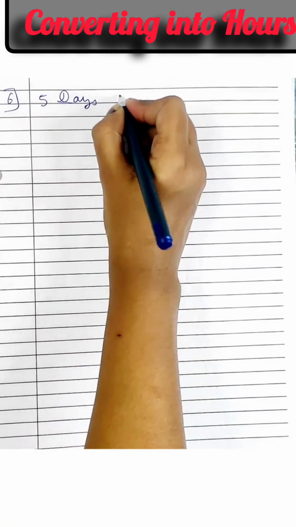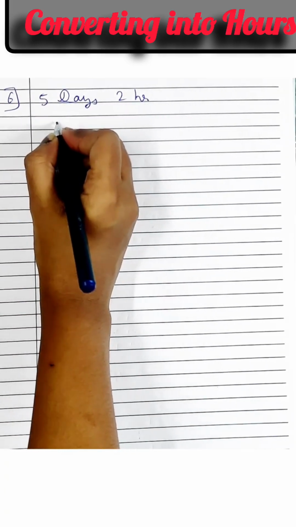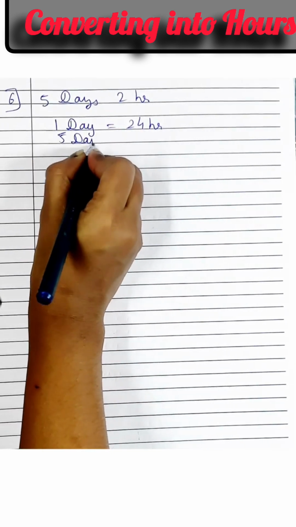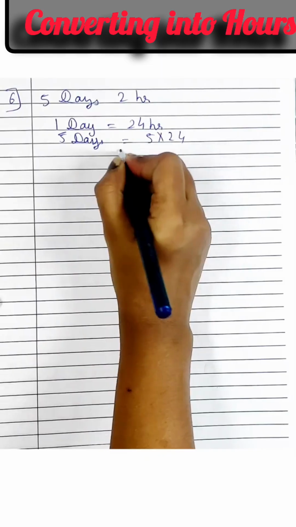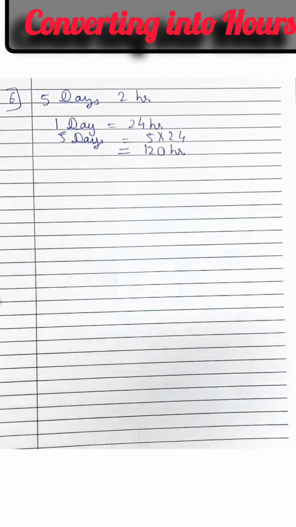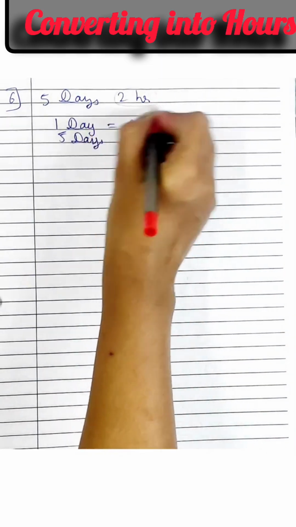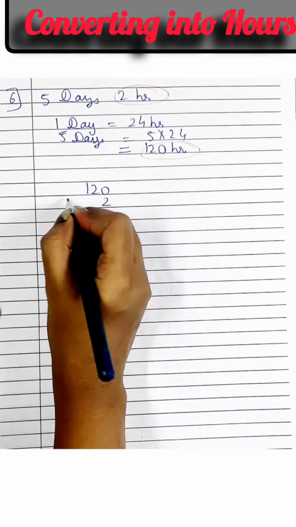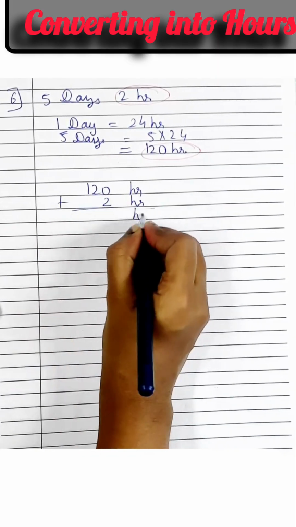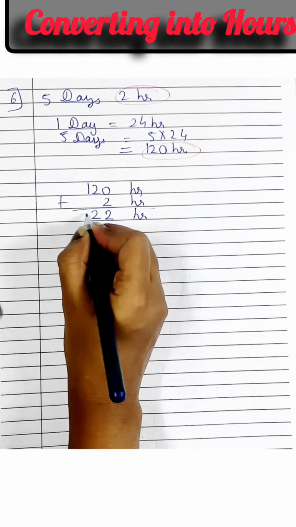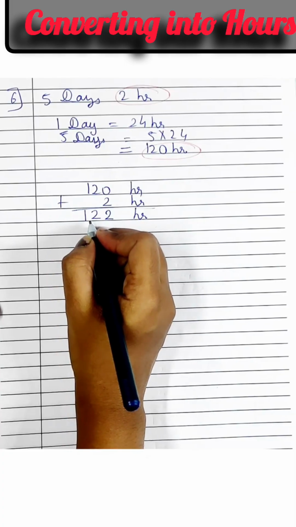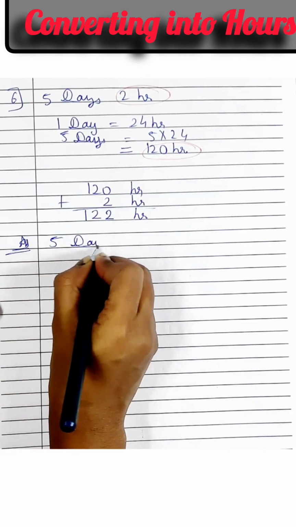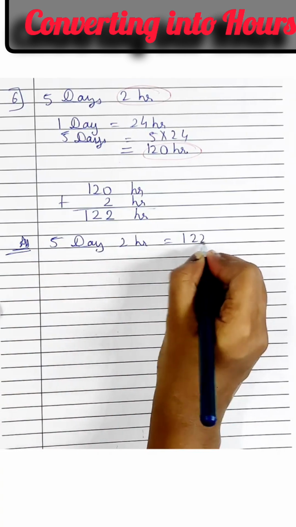5 days, 2 hours. First convert your days into hours. One day is equal to 24 hours. So 5 days is equal to 5 multiplied by 24, which will give you 120 hours. Now you will add both the hours. Why? Because you have to convert your sum into hours. So total hours will be 5 days 2 hours means 122 hours.